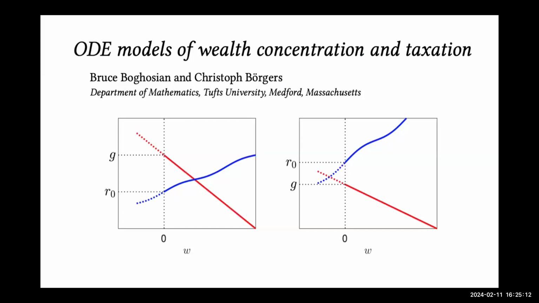Taxation is another issue of concern to the public and important as a policy. Also, Borgers, but this time with Boosian, explain how modeling can be used to explore the effects of taxation on the emergence of oligarchs. The model discussed suggests that oligarchs will emerge when wealth taxation is below a threshold, and that taxation of income and capital gains alone cannot prevent the emergence of oligarchs.